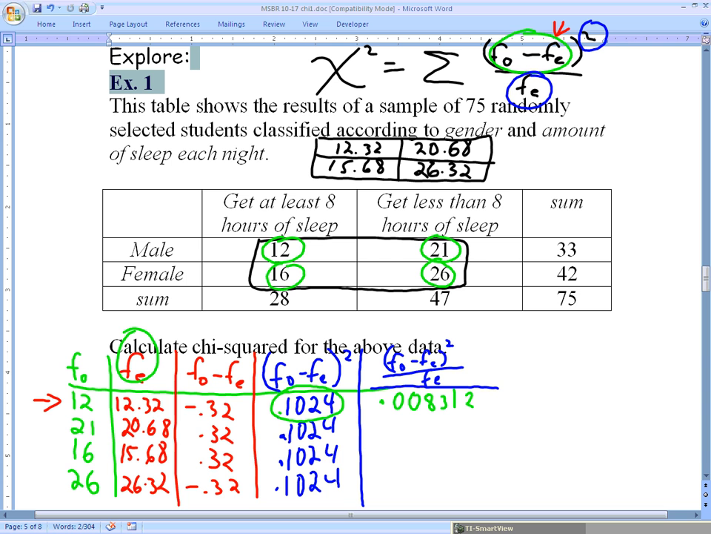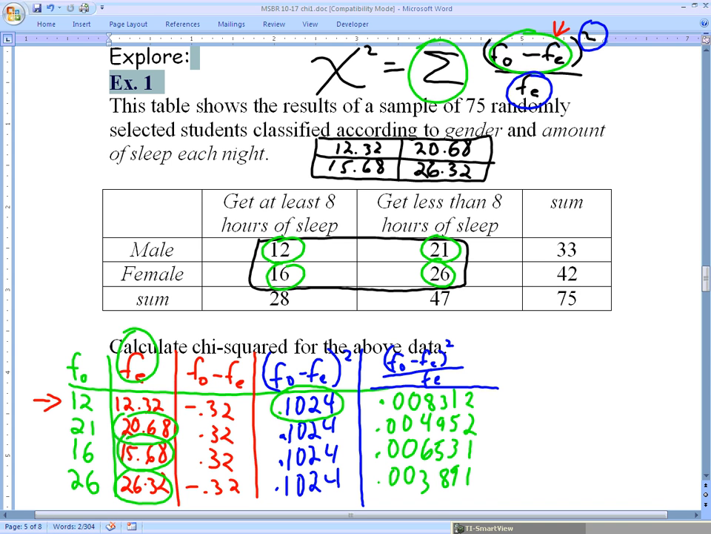The next one, I take the same value, the 0.1024, and divide by my next f sub e, which this time is 20.68. And I get 0.004952 approximately. And moving down the list, I take 0.1024 divided by 15.68, 0.006531, and then last but not least, that same numerator, this time divided by 26.32. And that gives me 0.00389.